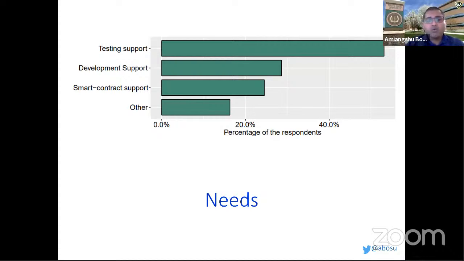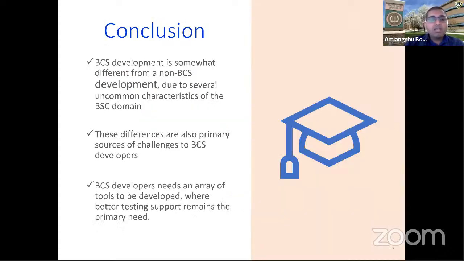We asked them, what are the key needs of blockchain developers? They say that testing support is the key area that marks their primary need. So in conclusion, blockchain software development is somewhat different from non-blockchain software development due to several uncommon characteristics of the blockchain domain. Those differences are also the primary source of challenges to blockchain software developers. Developers need an array of tools to be developed, where better testing support remains their primary need.